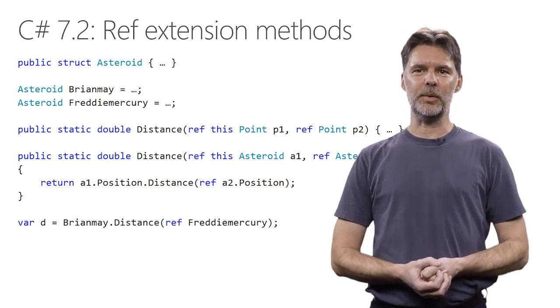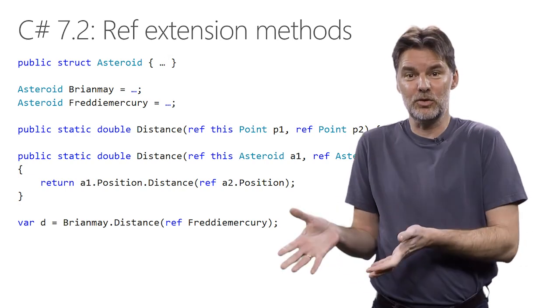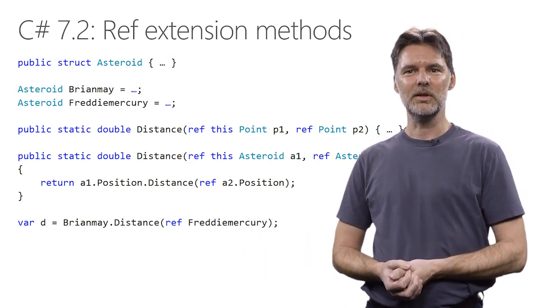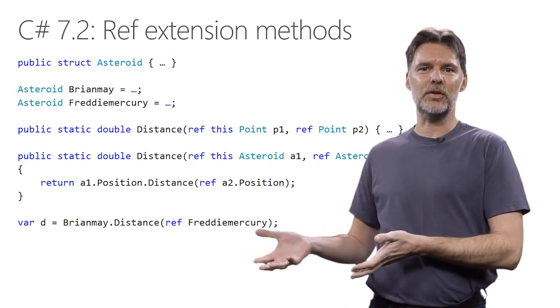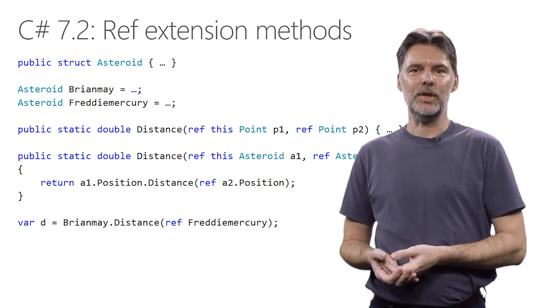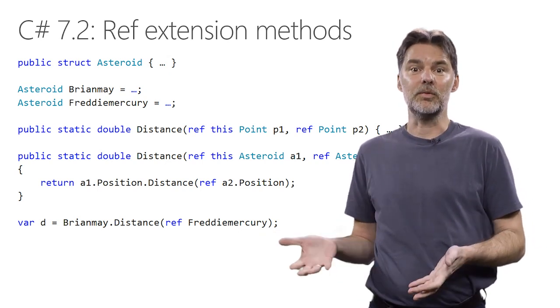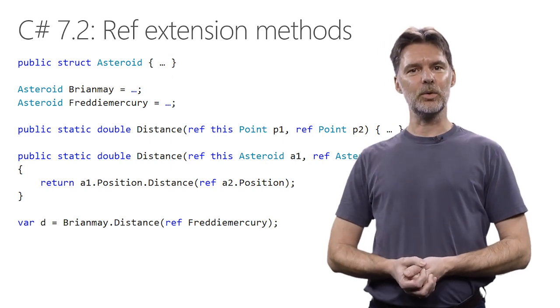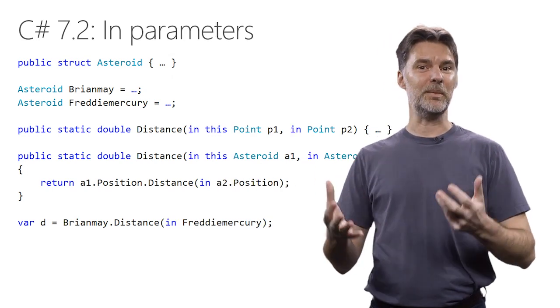One problem with ref parameters, though, is that they allow the method to modify the original struct value. That's not always what you want. The caller may not want to entrust the method with this ability, and if the argument structs are read-only, then it won't even work. So for this reason, we've added a new parameter passing mode to C#, namely in parameters.